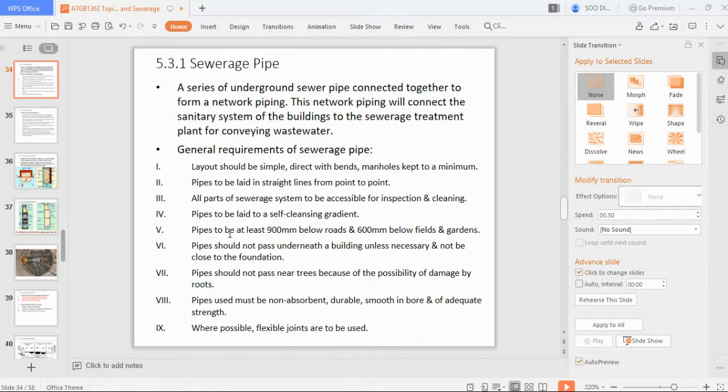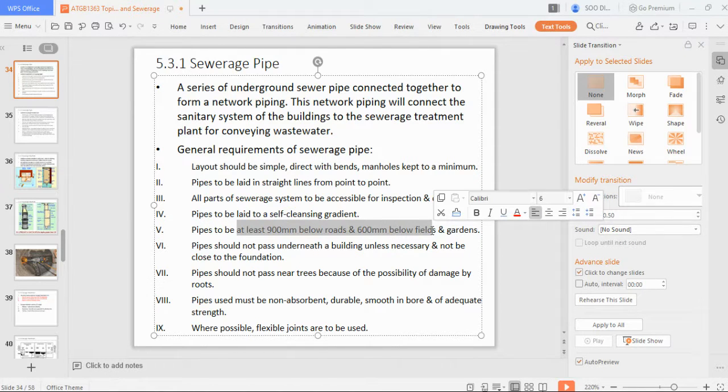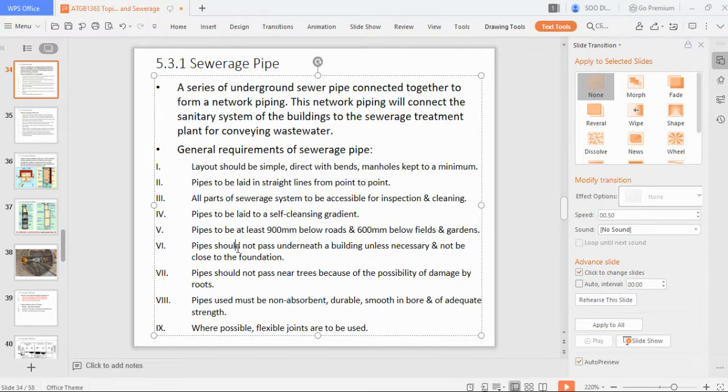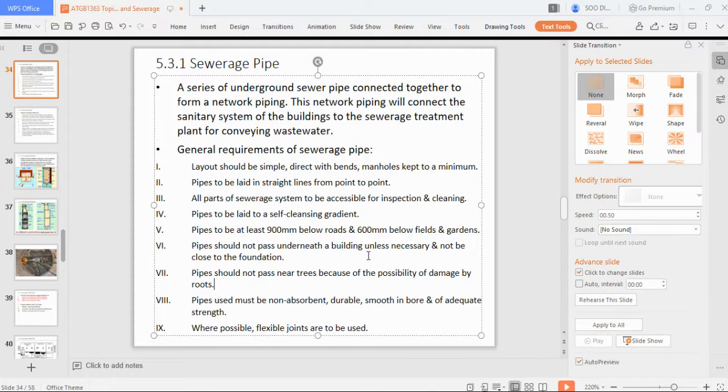And then a few things here: it should be deep enough that nobody accidentally dig it up, which is at least 900 mm below the road or 600 mm below the field or garden. So this is to ensure that nobody, like us personally, our commoner or civilian, residential resident, we do not accidentally excavate it and damage it. And then we have this, which is we do not want to have a pipe passing through the building. So this is because if there's any problem, we will not be able to service the pipe.